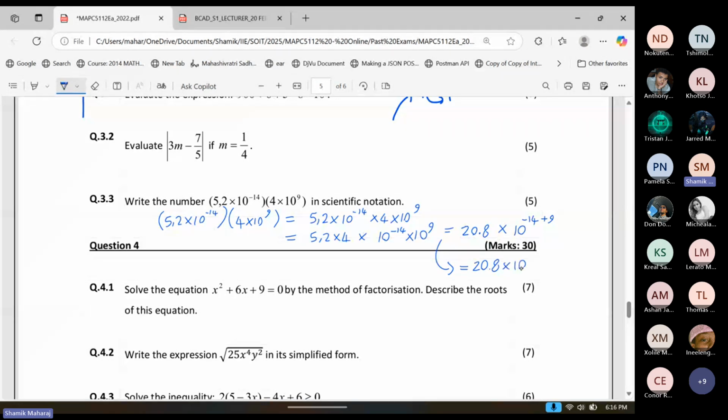20.8 times 10 to the, so minus 14 plus 9 is going to give us something negative. Negative 5, is it? Because we're going, yeah, negative 5. Okay, is that right? Yes, that is right. And then this is where we think we complete, but we're not, because remember, scientific notation means you need some number between, what is it, between 1 and 10 over here.